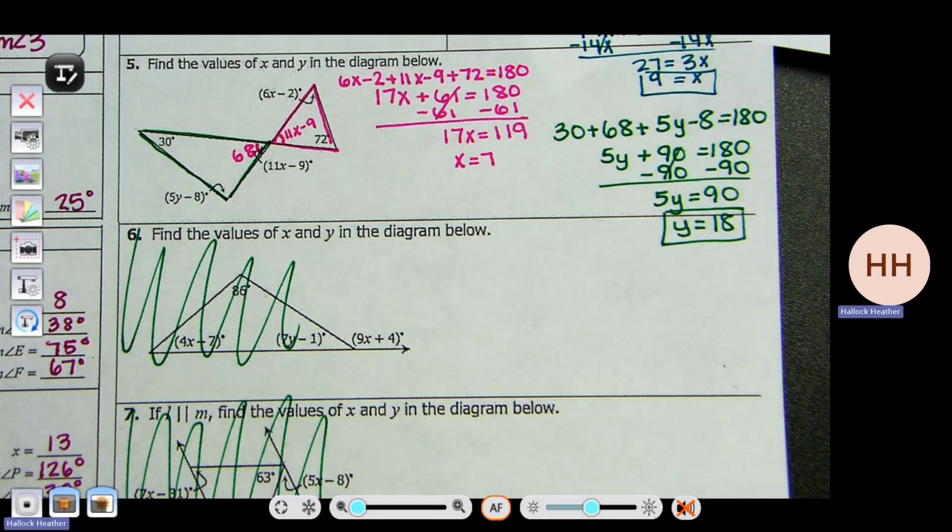What'd you get at the bottom? For x or all of it? Let's start with x. Okay, what'd you get for the rest?